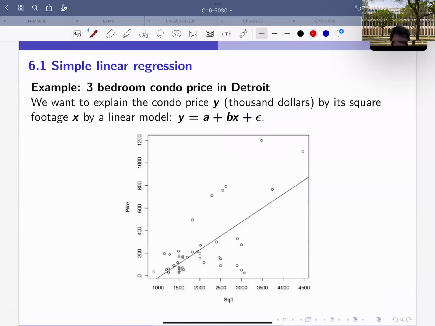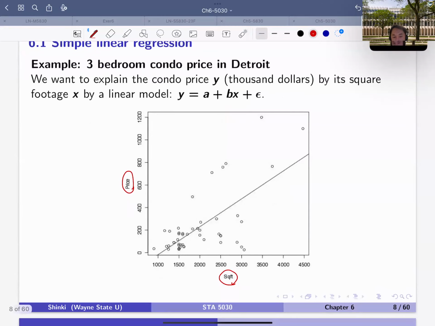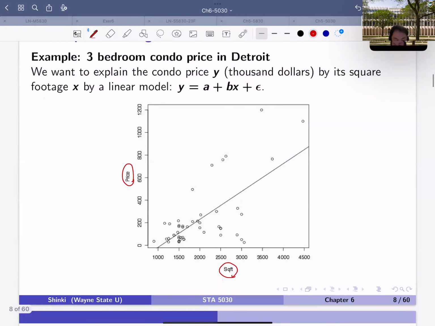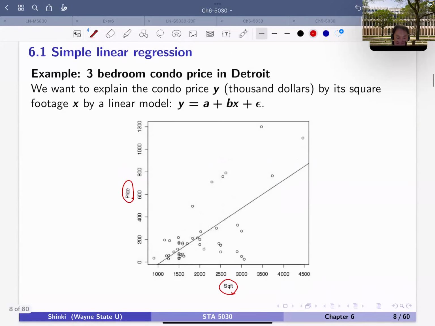Maybe this is not really the optimal statistical analysis, but this is condominium price data, and x is the square footage of the condominium, and y is the price of the condominium. We want to explain price by square footage. This is actually done by the cities to impose the property tax. So basically, we have to determine an appropriate price for each condominium. So we calculate the square footage and we estimate the price. That kind of thing is done by each municipality.